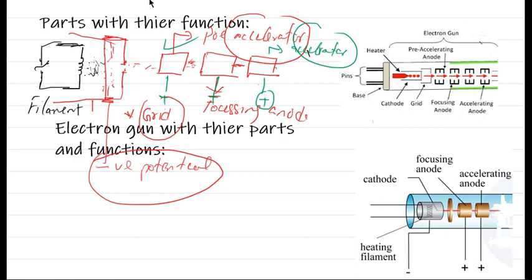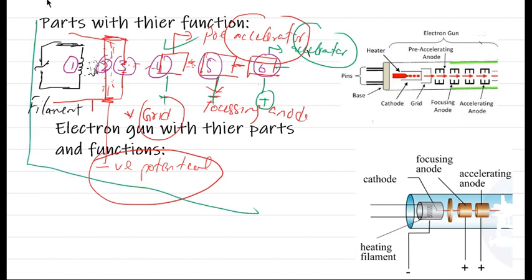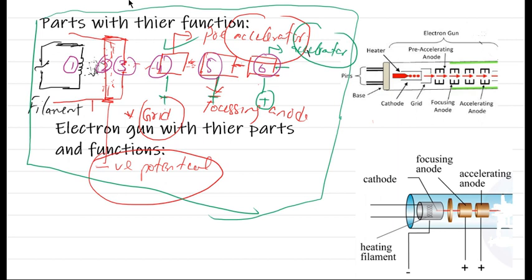Till here, how many parts have we discussed? You can see number one, filament, cathode, grid. The first anode is the pre-accelerator, number five is the focusing anode, and number six is the accelerator. Keep in mind, in the exam they sometimes ask that you need to draw the diagram also. So the combination of all these components, what is it called?